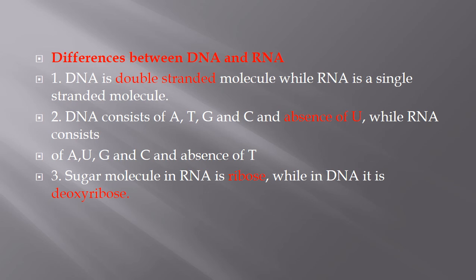Difference between DNA and RNA. DNA is a double-stranded molecule. RNA is a single-stranded molecule. DNA consists of A, T, G, C and an absence of uracil, while RNA consists of A, U, G and C and an absence of thymine. The sugar molecule in RNA is ribose. In DNA it is deoxyribose.